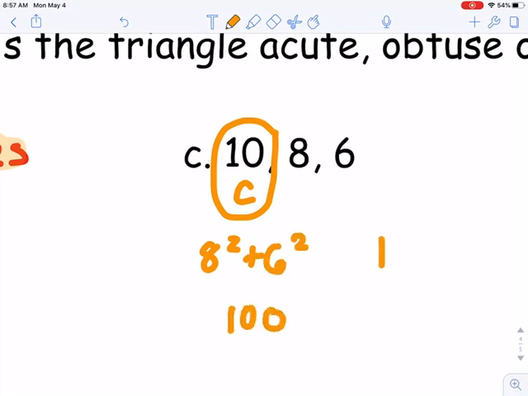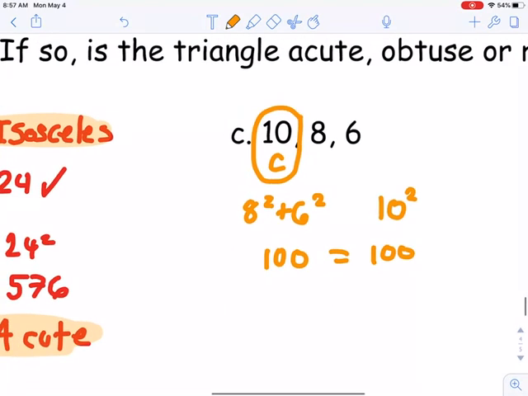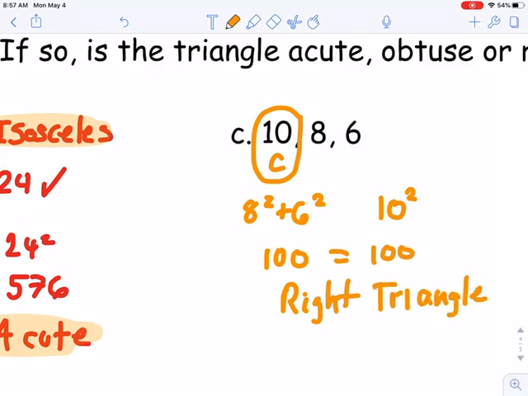All right, that's going to be 100. Let's do 10 squared over here. It's 100. Oh my gosh. So it's a right triangle. Wow. We finally found one. All right. Also, it's scalene because none of the side lengths are the same. So it's a right scalene. Powerful stuff right there.